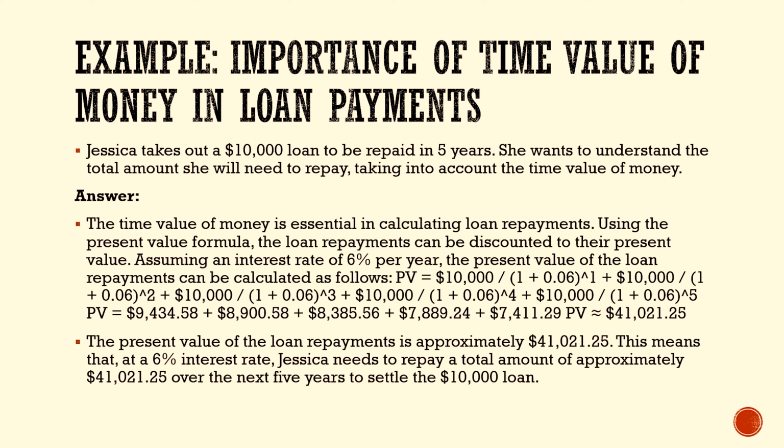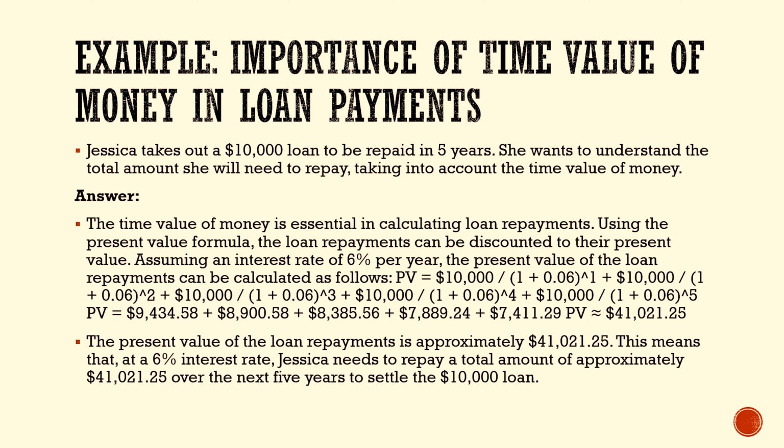To understand the importance of the concept of the time value of money, we can demonstrate it in another context, such as loan payments. Let's take Jessica, who takes out a loan for which she has to pay 10,000 each year, and the loan is expected to be repaid in 5 years. The interest rate is 6%, and to calculate the present value of the loan, one can again use the present value formula. So for each year, we discount the 10,000 recurring payment using a 6% discount rate and sum up all of the payments together.